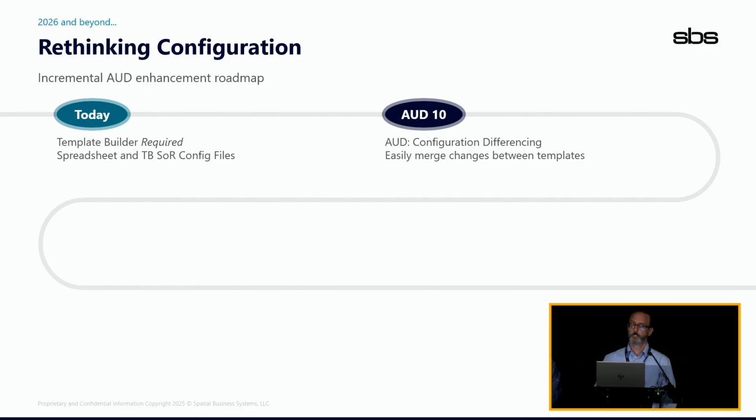So in AUD 10, we hope to introduce these configuration differencing tools that will make it much easier to merge changes. And so we expect folks would still be using Template Builder, but these tools will help with those workflows as well. The scenarios where you need to merge changes between sets of models and other parts of your configuration, these tools can help make that process simpler.